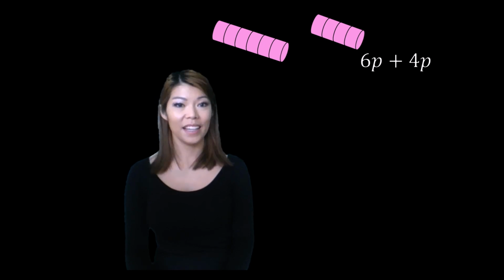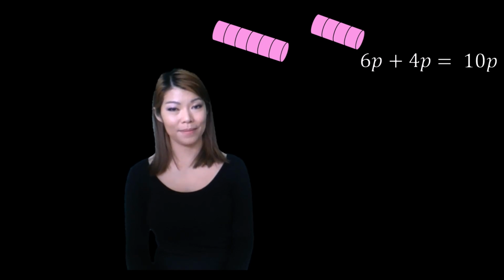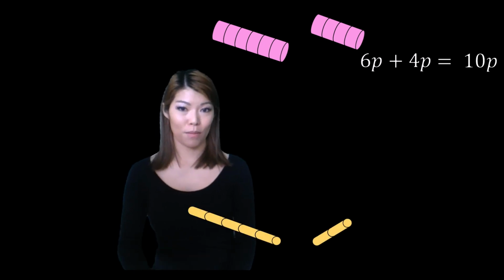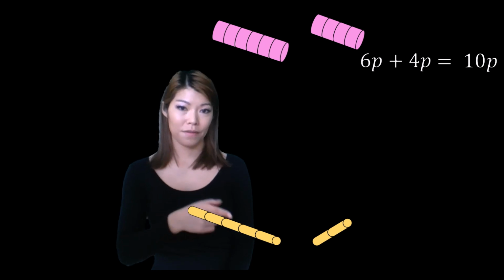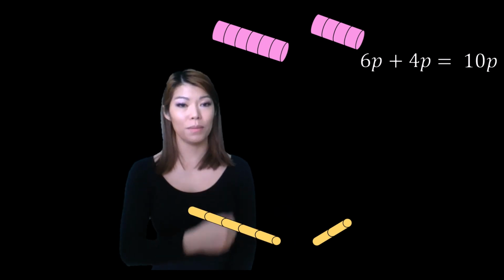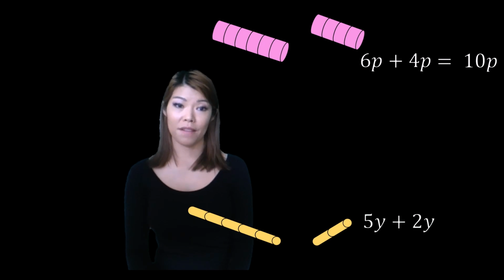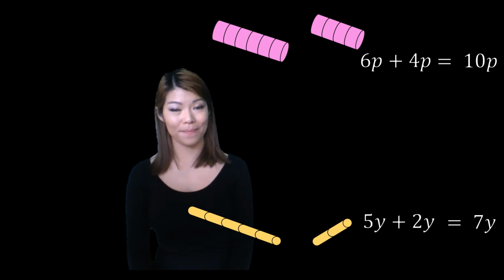Let's have a look at these random pink objects. There are 6 and 4 over there, so we could write it as 6p plus 4p. In other words, 10p. And let's have a look at these random objects over here. So we have 5 yellow bits and 2 yellow bits, so we could write it as 5y plus 2y. In other words, 7y altogether.